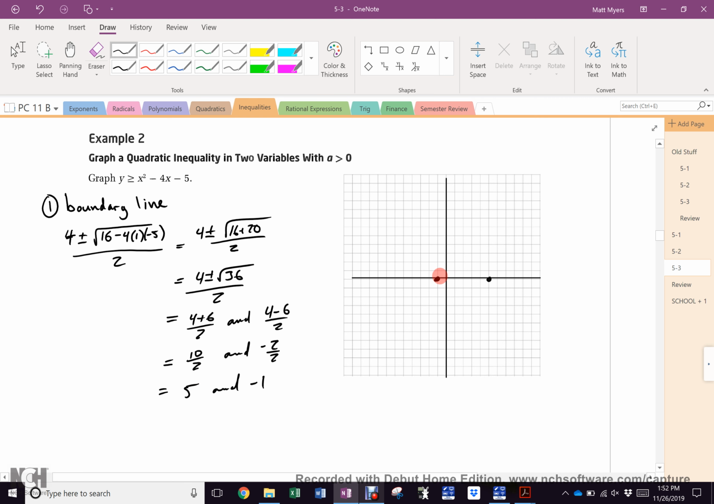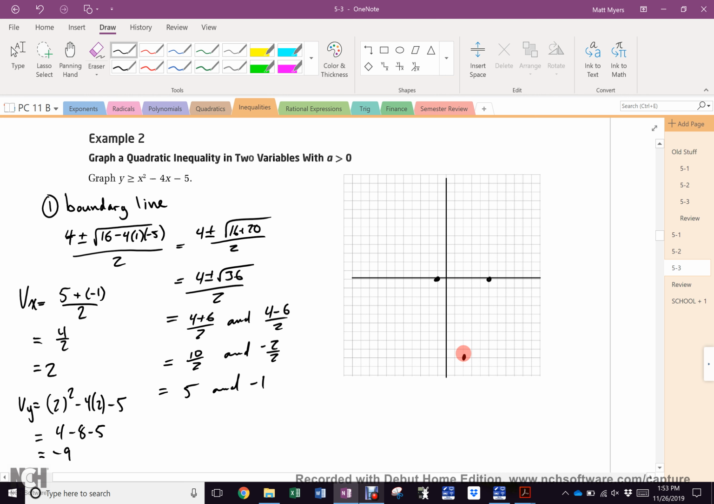So there are my roots, 5 and negative 1. Where is the vertex automatically? Halfway between them. My vertex x equals 5 plus negative 1 divided by 2, which is 4 over 2, which is 2. Now from my vertex x, I go back up here. My vertex y equals 2 squared minus 4 times 2 minus 5, which is 4 minus 8 minus 5, which is negative 9. So my vertex is at 2, negative 9. Yeah?